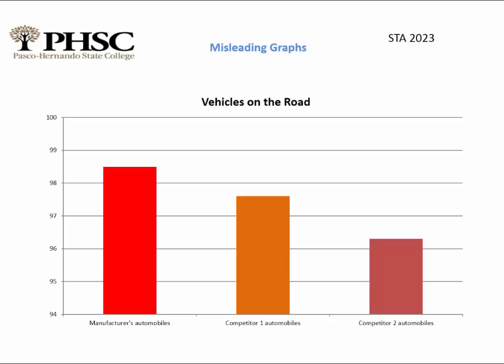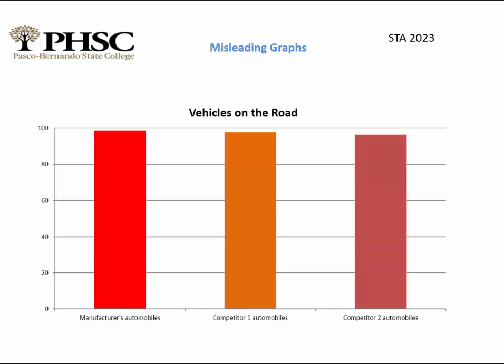So it looks okay. You can see that there's a difference between them, but look at the scale. It goes from 94 to 100. Now, if I were to change the scale from 0 to 100, you would say, well, there's no difference between those. So you have to be careful. Always look at the scale when you look at a graph to make sure that they didn't tweak it.